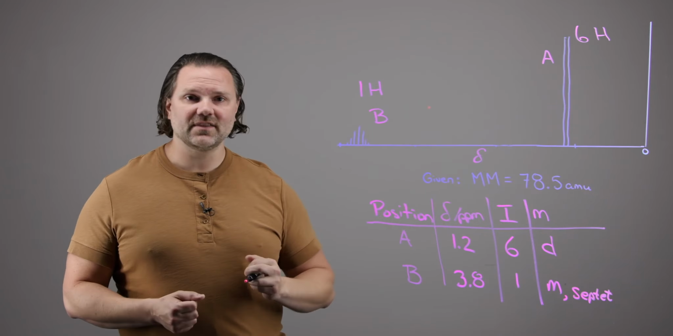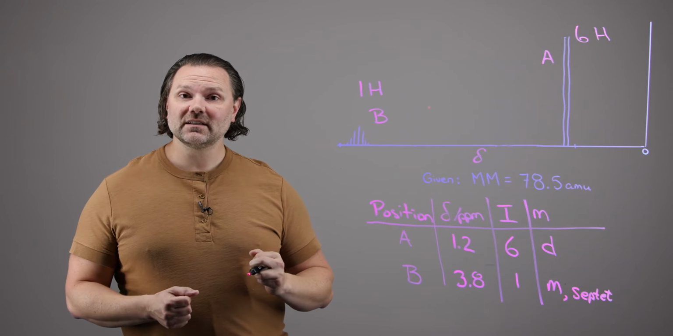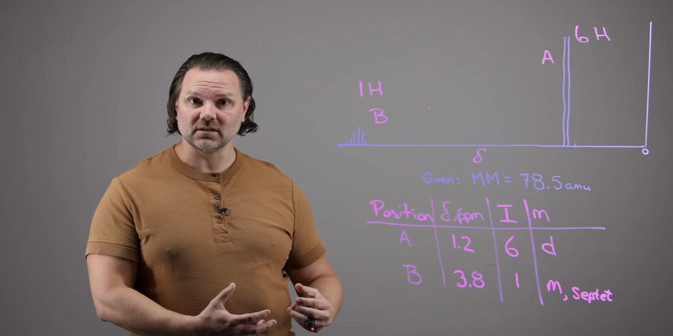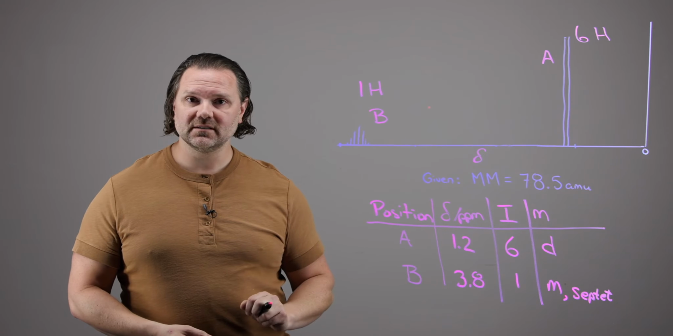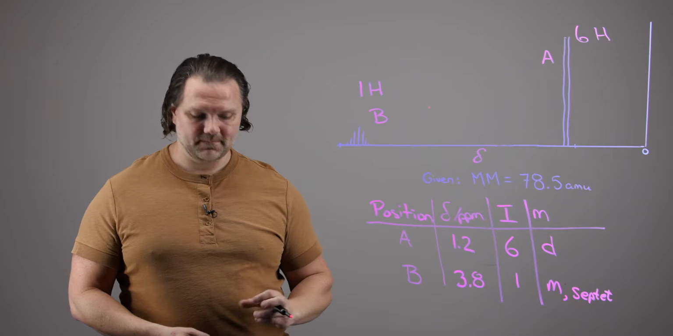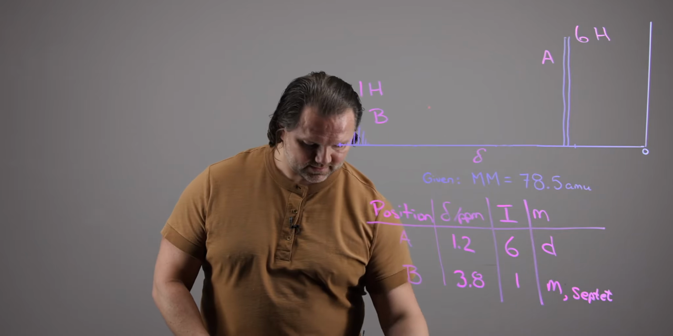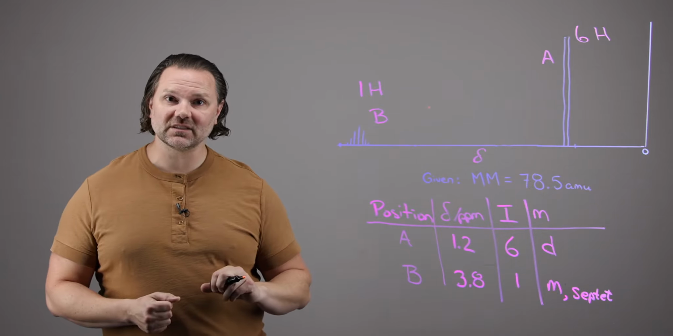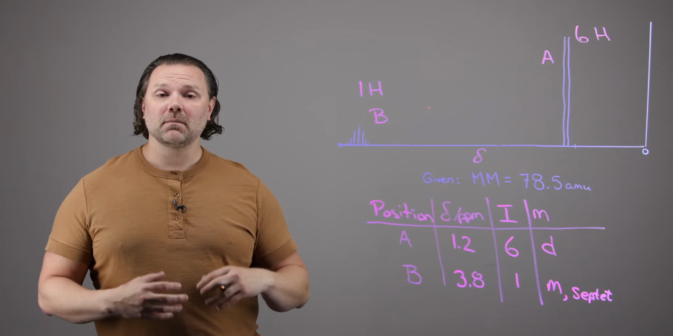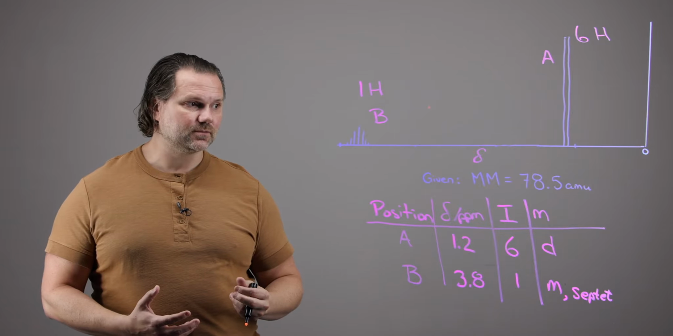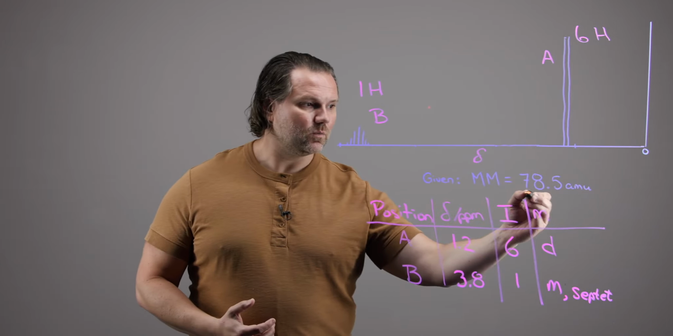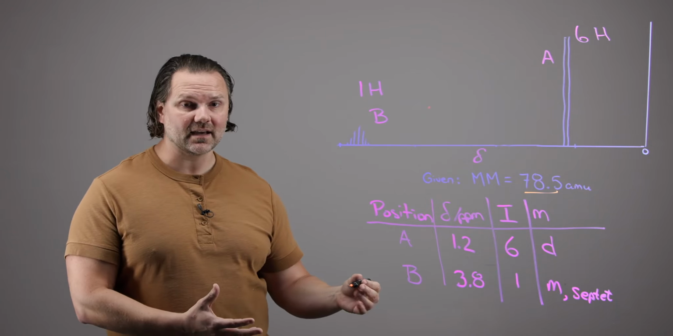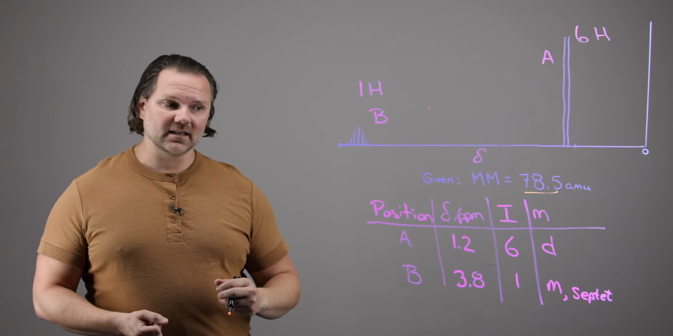For it to have that splitting pattern, that would indicate that there are 6 neighboring protons for whatever is causing signal B. We're now ready to start figuring out how we fit this information together to propose possible chemical structures. And keep in mind, we do have our molecular mass, and we're going to have to refer back to that as we fit the pieces together.